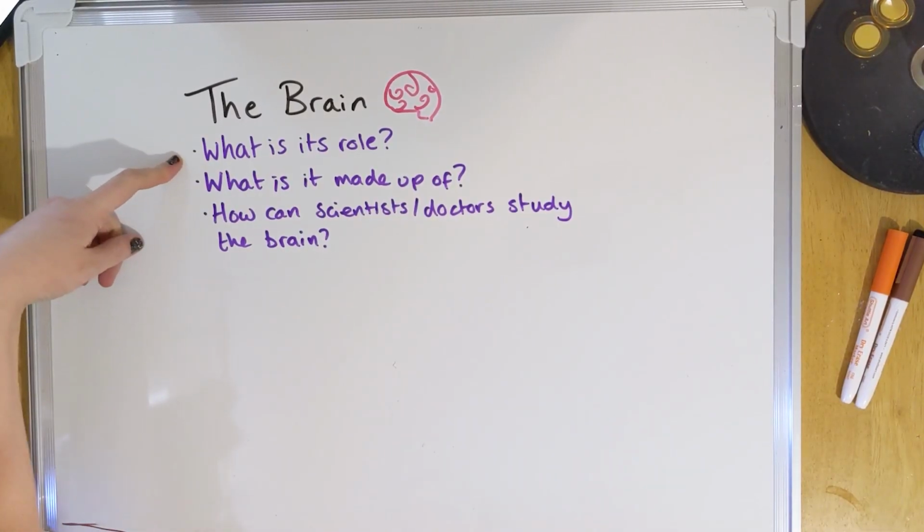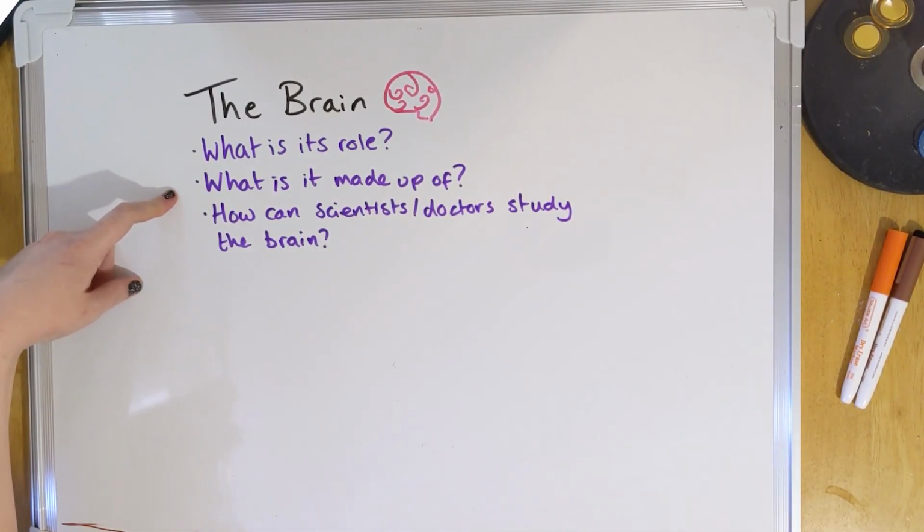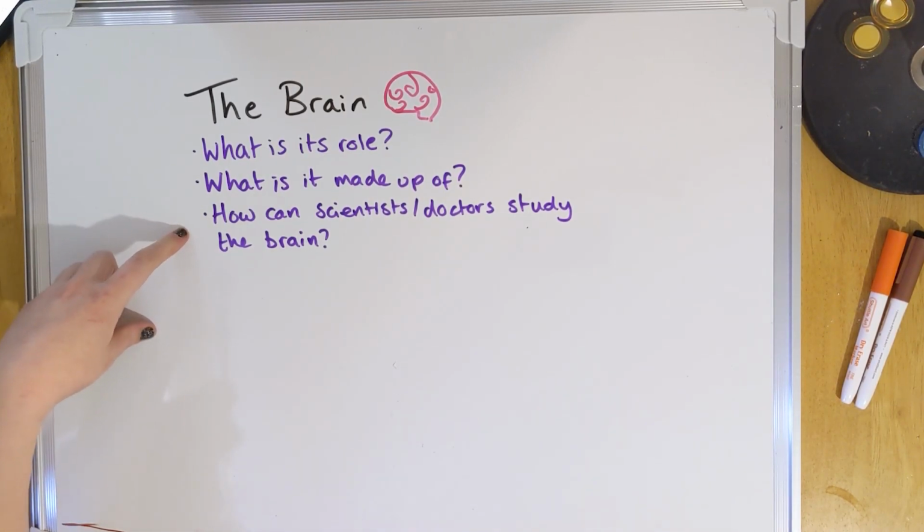This is a triple science specific topic, so if you're doing double science you could stick around and learn, but for you triple scientists out there, this is something that you'll have to learn for your exams. So today we're going to be covering the brain itself, what its role is, what parts make up the brain, and how scientists can study the brain to help us understand a bit more about what's going on up here.